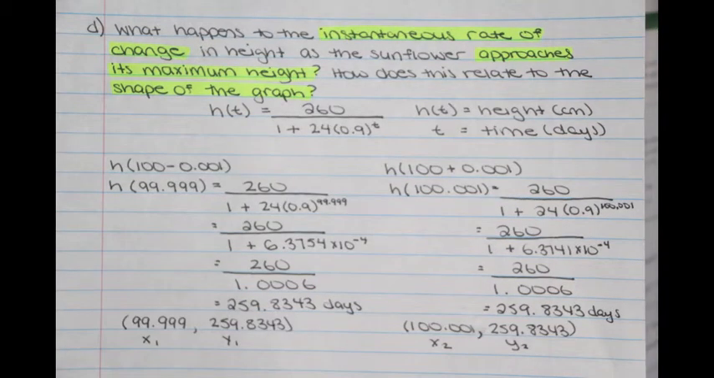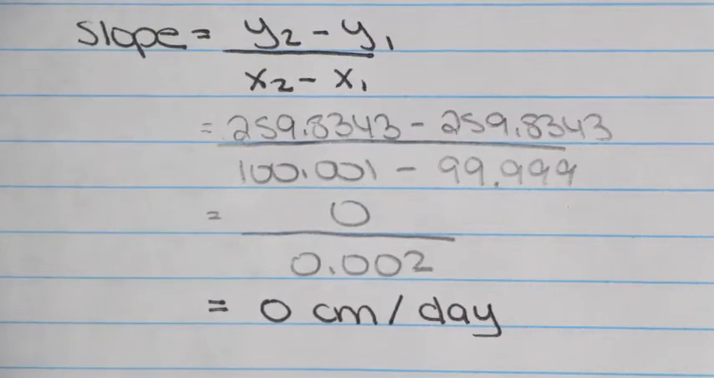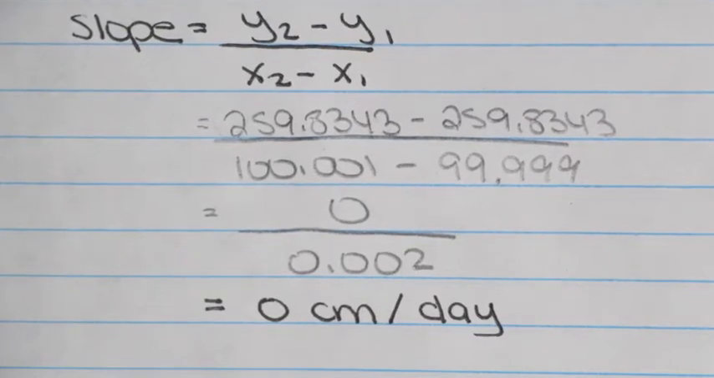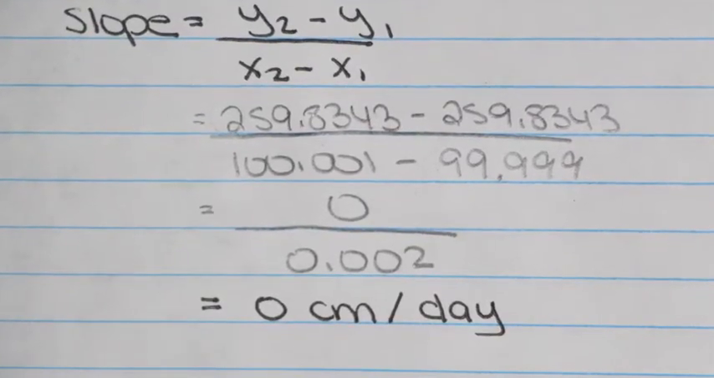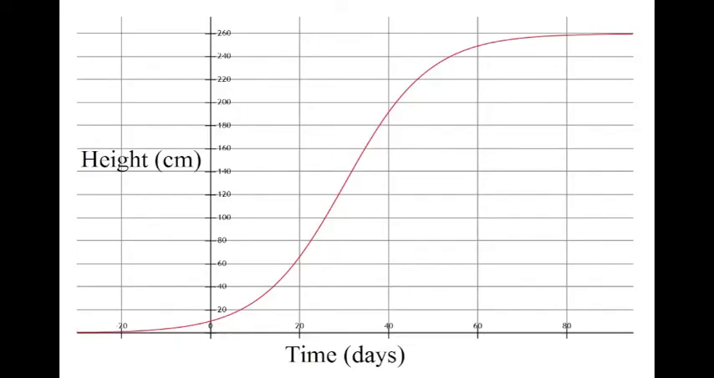Step 2. Write the coordinates for each value of t and label the values of the first as x1 and y1 and the values in the second as x2 and y2. Step 3. Plug them into the equation IROC equals y2 minus y1 over x2 minus x1. You will find that the average rate of change on the 100th day is 0 centimeters per day.